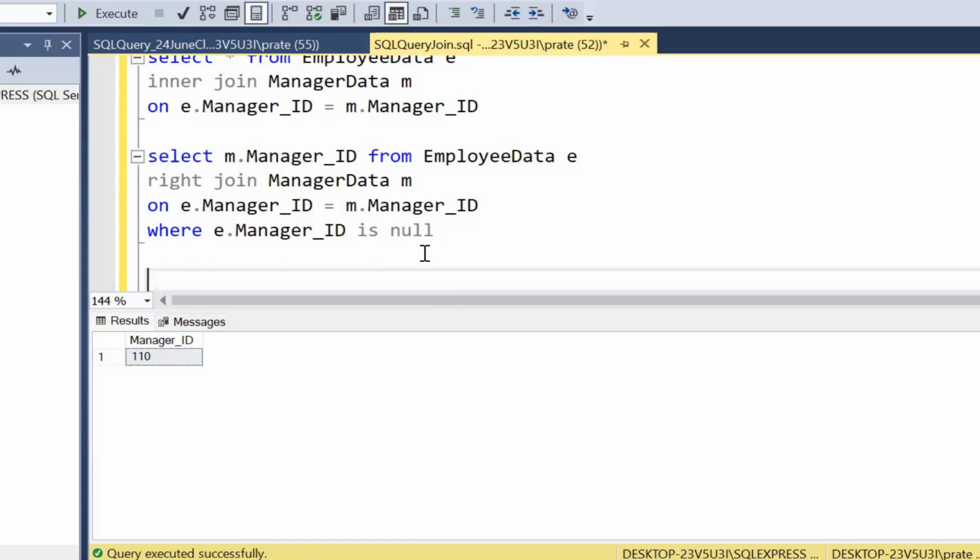Why we are taking the right side manager ID? Because we are taking the additional record from right side, na? We are not taking record from left side. Right. लेफ्ट साइड वाला एडिशन तो आएगा ही नहीं कभी भी, क्योंकि हम लोग यूज कर रहे हैं राइट जॉइन.